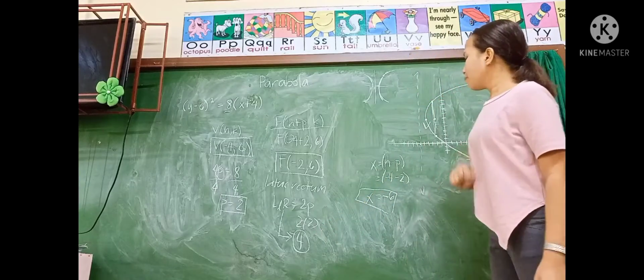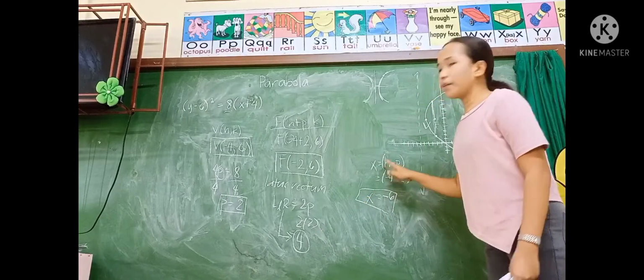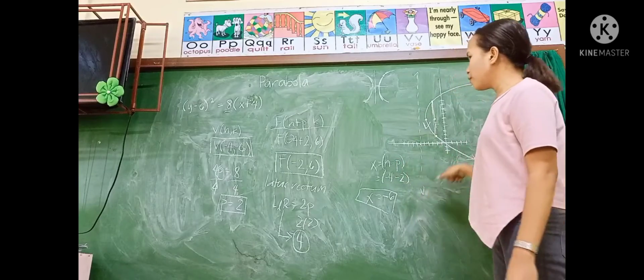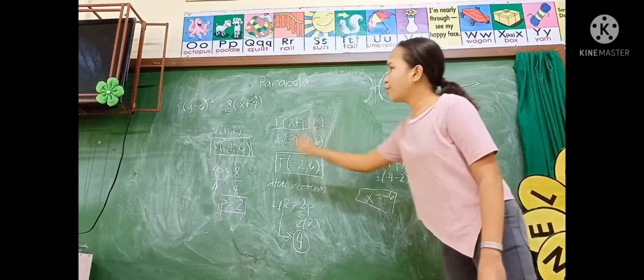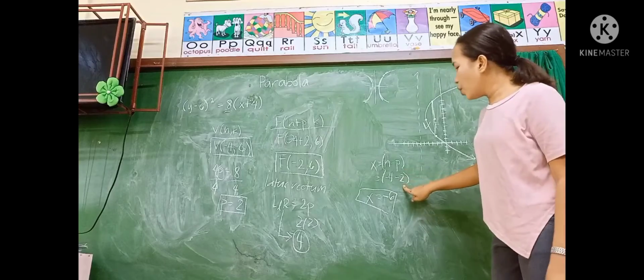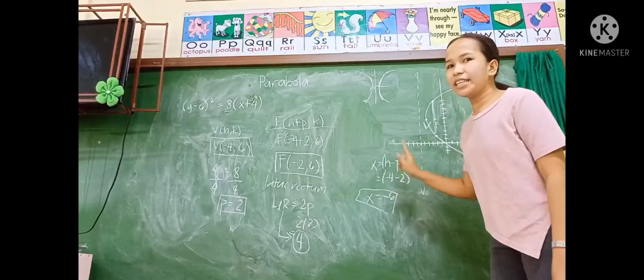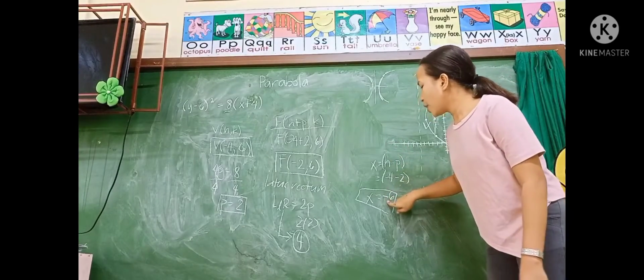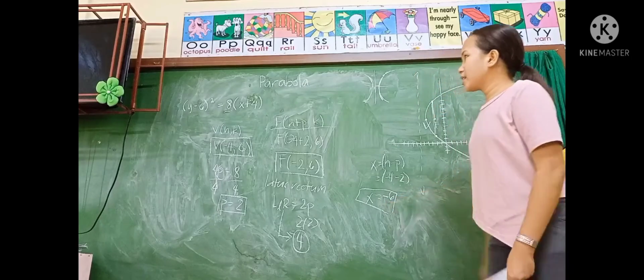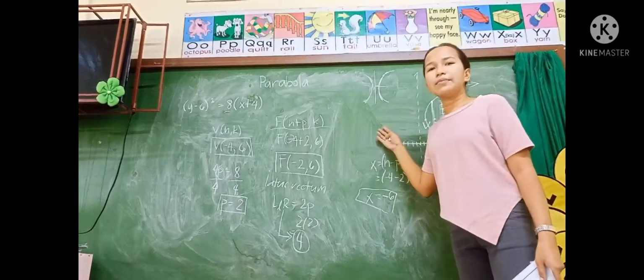And the last is the directrix with the formula of h minus p. So, substitute the given value again. H is negative 4 and our p is 2. So, para siyang negative, i-add natin and then copy the sign. So, our directrix is negative 6. And that is for the parabola.